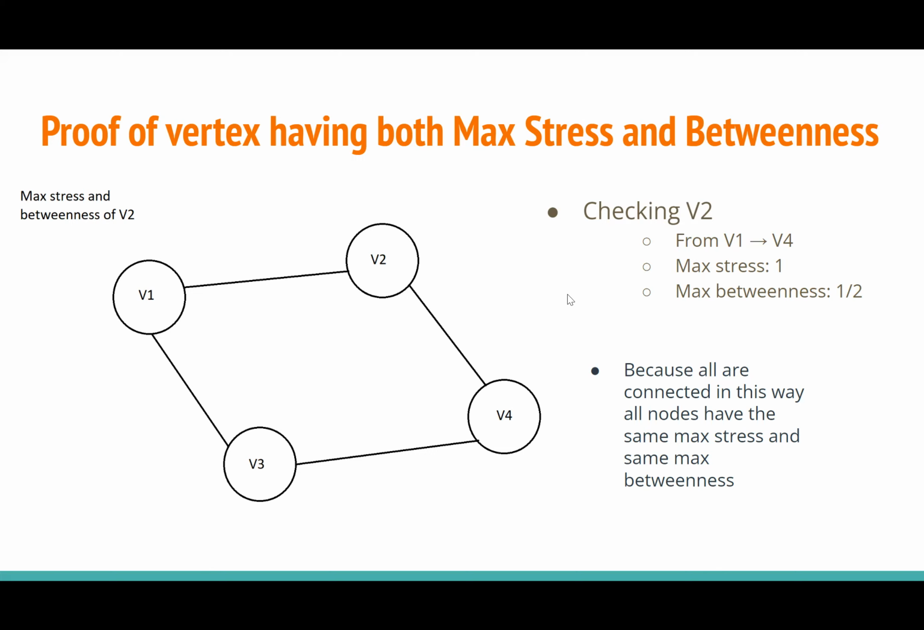So because of how these nodes are connected and the amount of nodes, and they're unweighted, actually all of these nodes have both max stress and max betweenness. No one is higher or lower than the other. So it is possible for one vertex to have both max stress and max betweenness. I just found it possible if all vertices also had max stress and max betweenness.